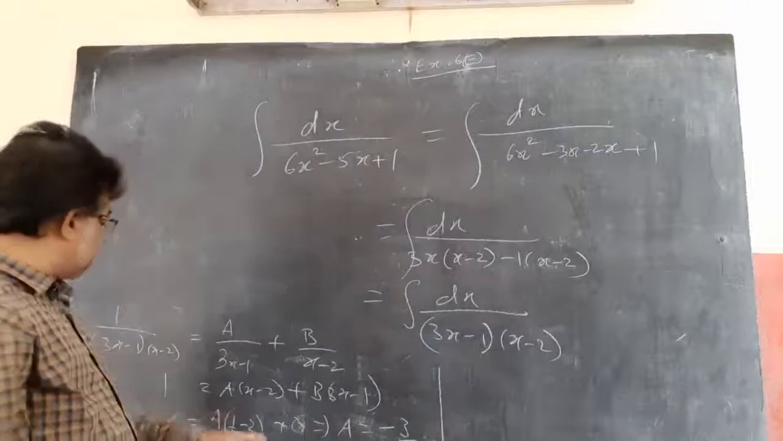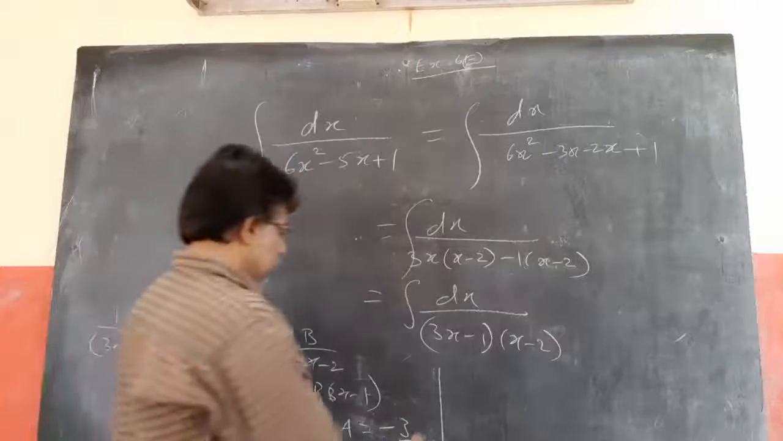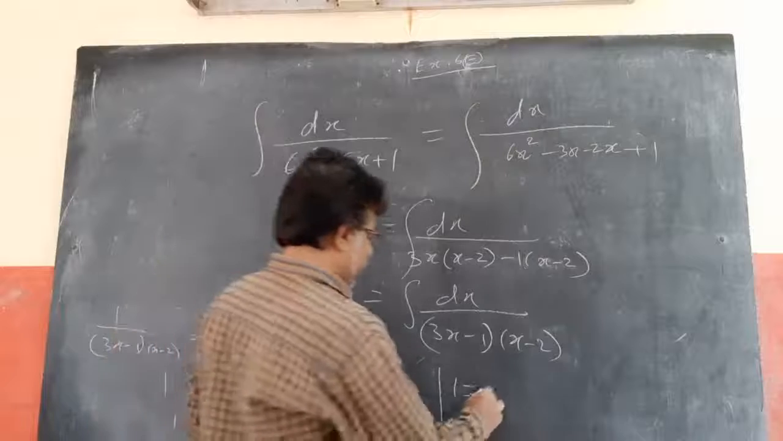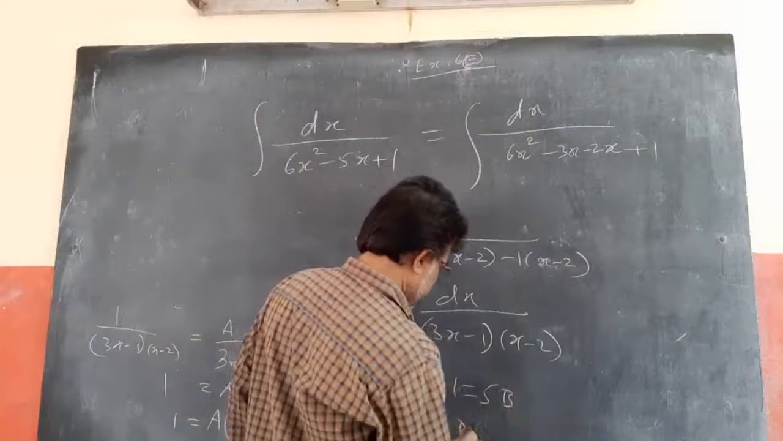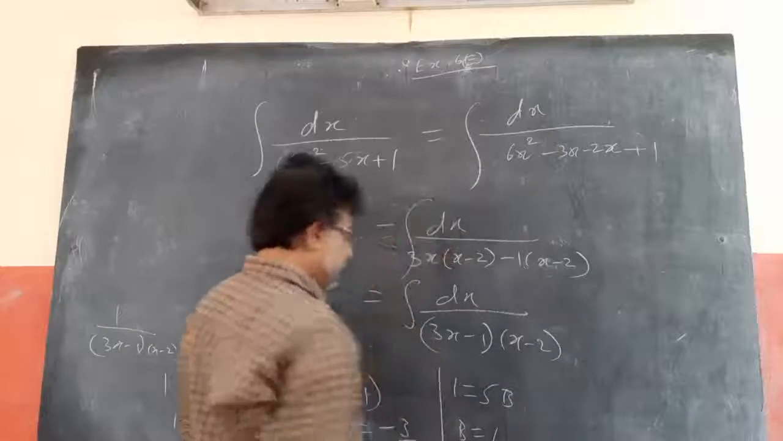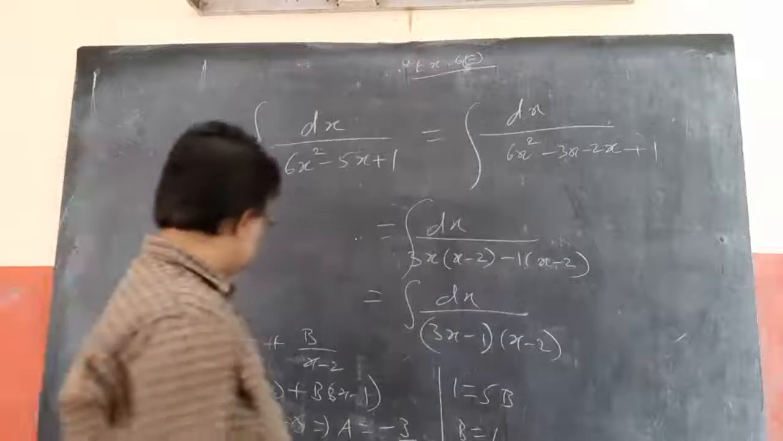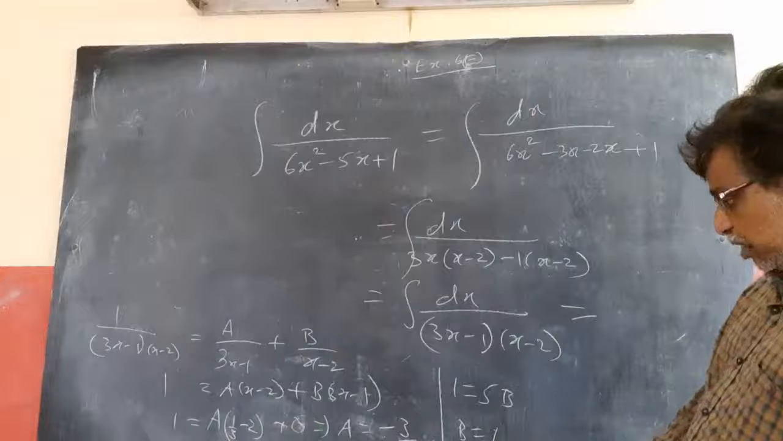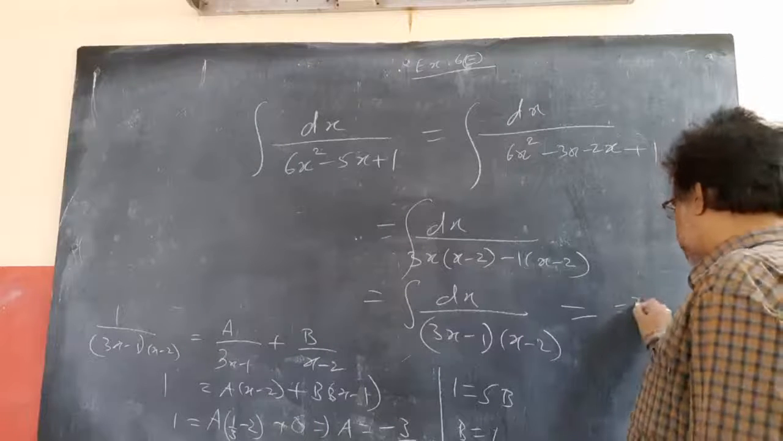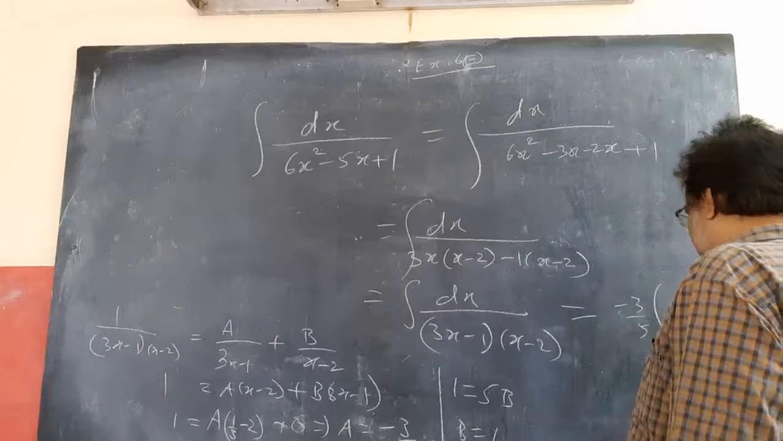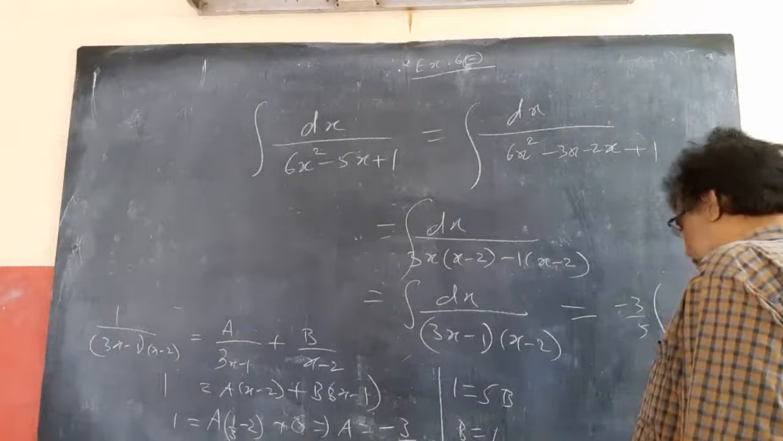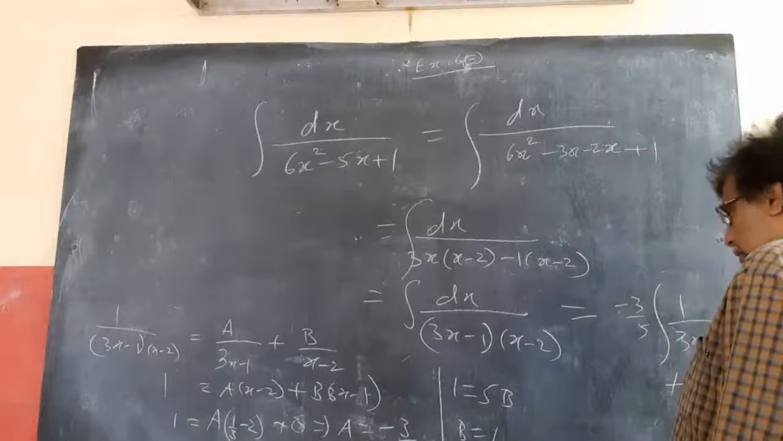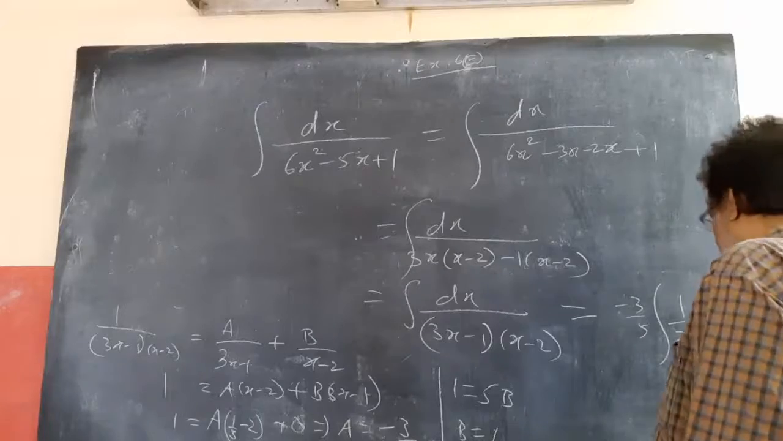If I substitute x equal to 2, I get simply b. So 1 is equal to 0, 6 minus 1, 5b. So b is equal to 1 by 5. A is equal to minus 3 by 5. So how can I write this? A by A is how much? I got minus 3 by 5 by 1 by 3x minus 1 plus B by B is 1 by 5 by x minus 2.